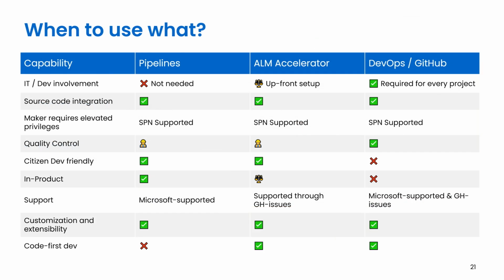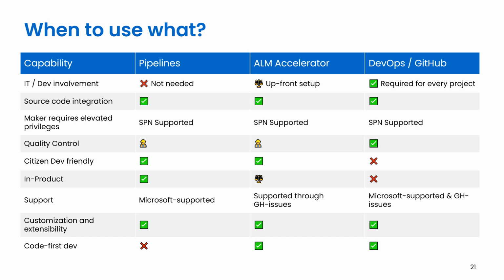Then this is really an important question, when to use what, because a lot of people always struggle with that question. So we basically have a couple of options. We have pipelines, ALM Accelerator, and DevOps or GitHub. If you look at the pipelines, it's mostly for a low-code way of doing ALM.